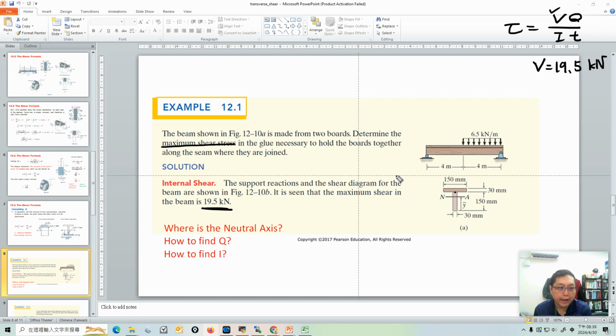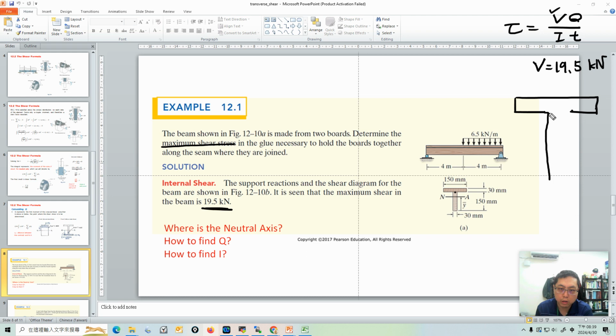And the next problem is the calculation of the shear stress. We always need the thickness, the moment of inertia, and the Q of this cross section area. It says to determine the shear stress, so I need to draw a big picture. Actually it wants you to determine the shear stress.